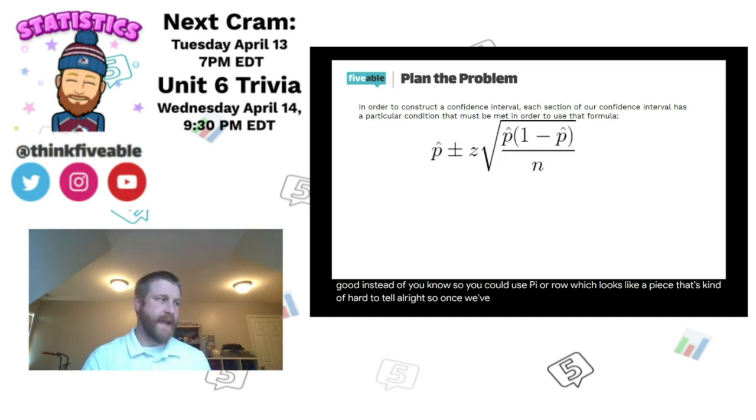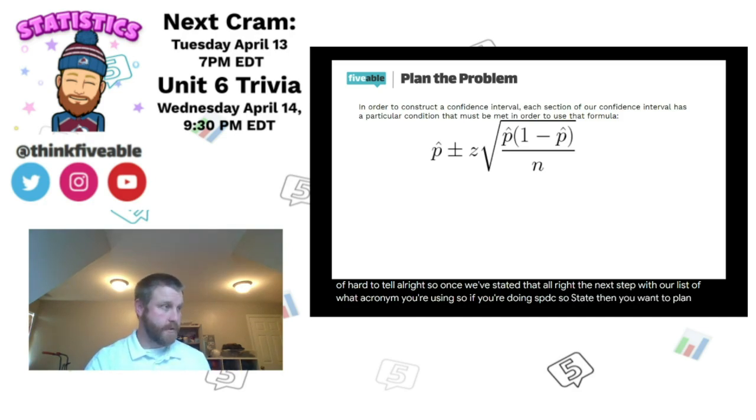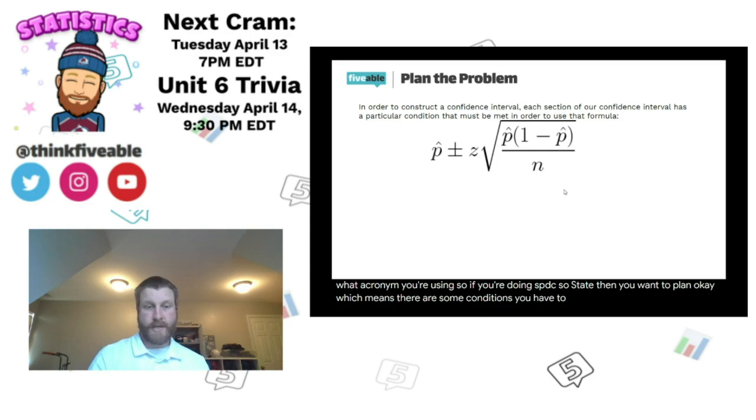All right, so once we've stated that, the next step, regardless of what acronym you're using, so if you're doing SPDC, so state, then you want to plan, okay, which means there are some conditions you have to check. So think back to geometry class, or last week when we talked about sampling distributions. So in geometry class, you have to do proofs. Anytime you state something, you have to tell where did that come from, okay? And that's sort of what we're doing here. Like, how do I know that this formula is good for the situation that we're in? What in my problem, in my situation, tells us that this formula is going to work?